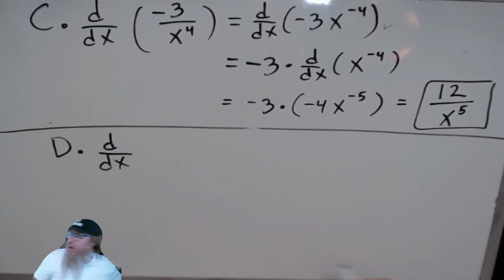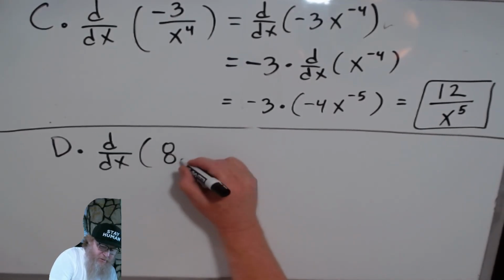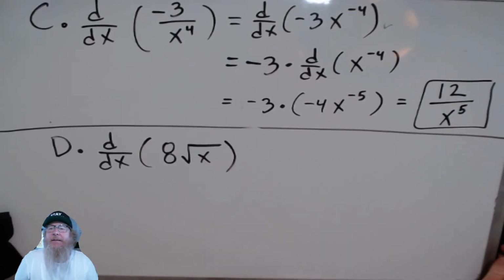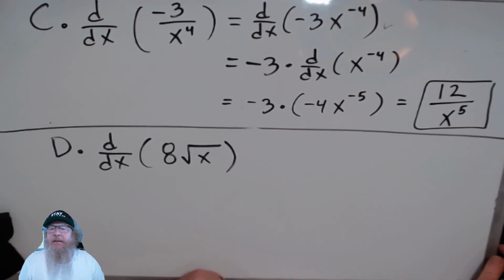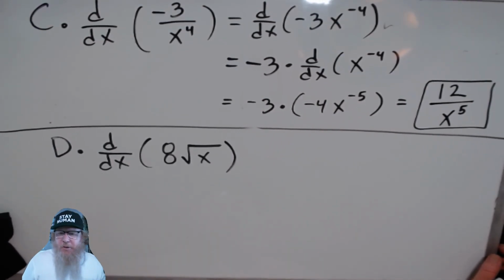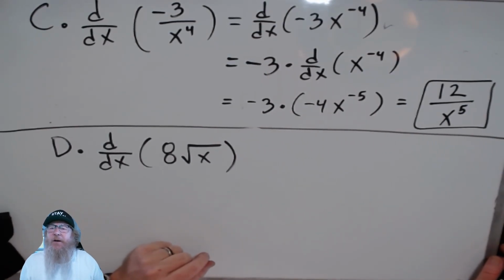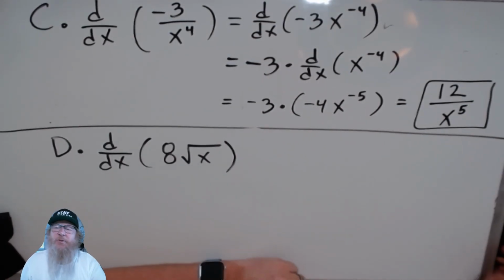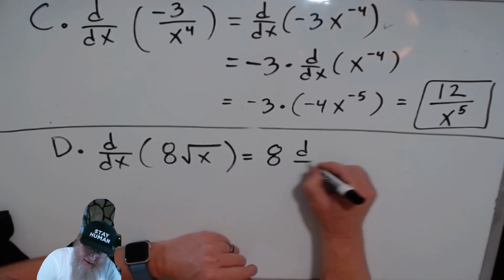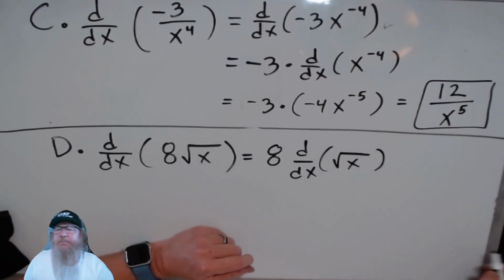And then the last one for this one is how do we deal with square roots? Now, the 2 most common roots that we will see are square roots and cube roots. They're the ones that show up the most. So I will focus most of my attention on those 2 types. Let's start with square roots. So again, that's 8 comes out, and then the derivative of the square root.